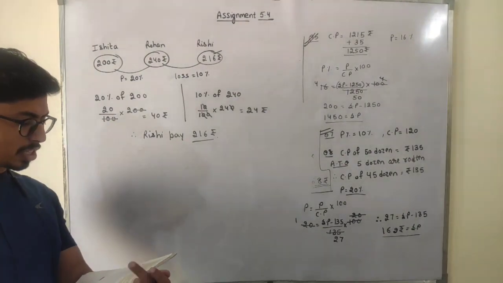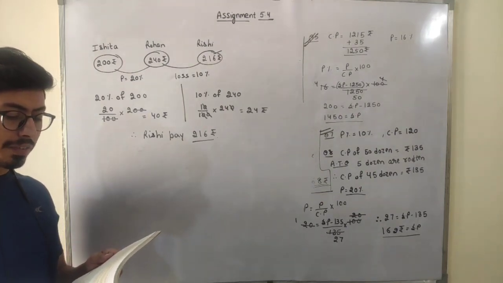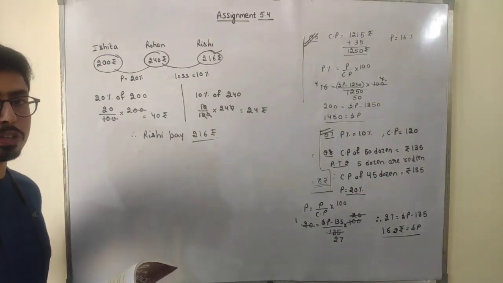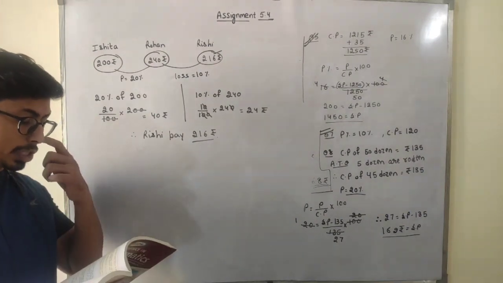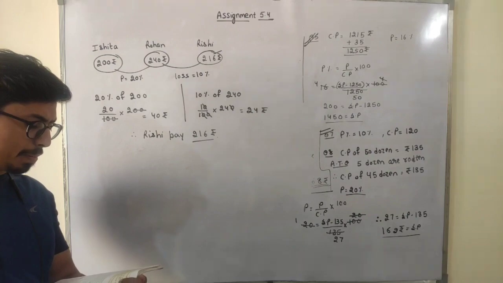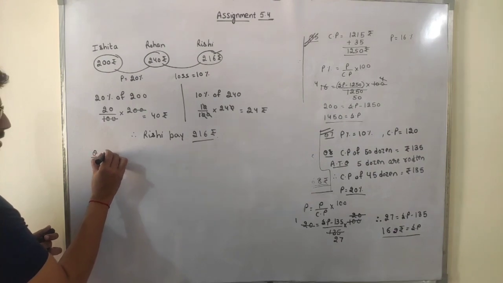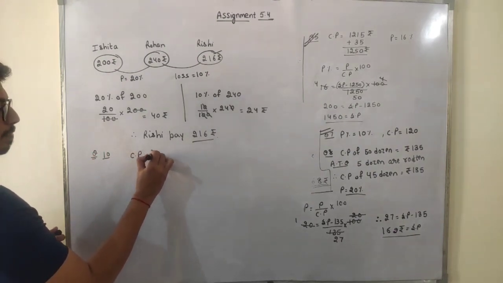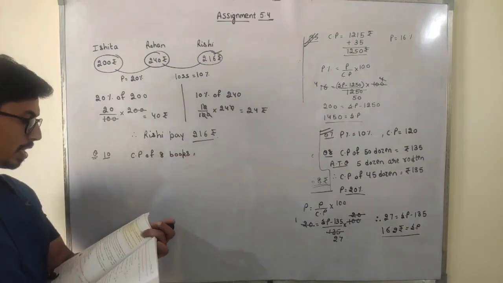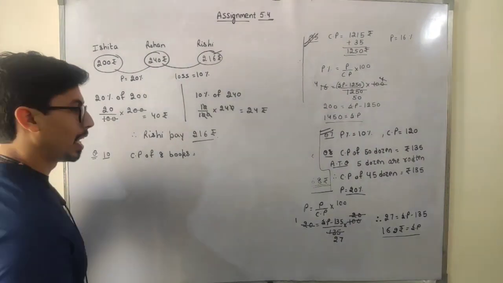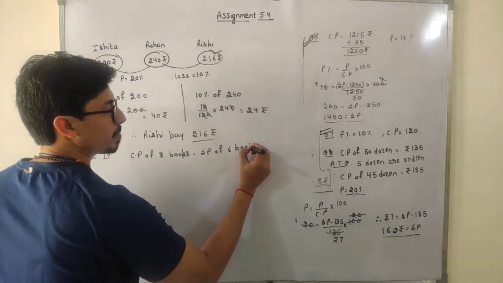Now students, in the next question, that is question number 10 students. Question number 10 and question number 11 are the same students. So I'm going to discuss only question number 10. The rest, question number 11, you have to solve by yourself. Now see, in question number 10 students, the cost price of 8 books is equal to the selling price of 6 books. It is given to us.